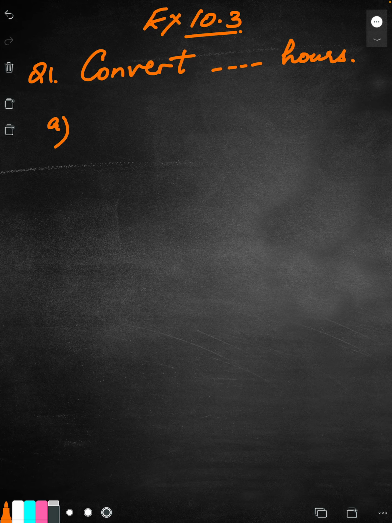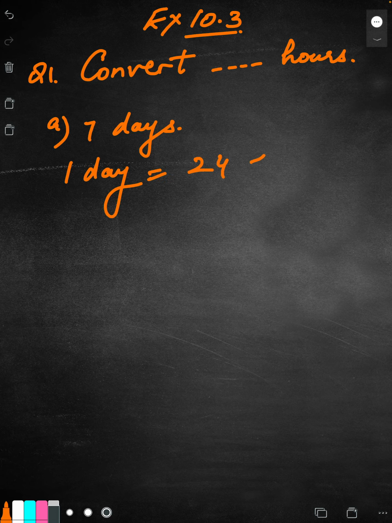So this first question is convert into hours. We have 7 days. And all of you know that 1 day is equal to 24 hours. Yes or no? So, day is bigger, hours is smaller. From the bigger unit, I have to go to the smaller unit. So, 7 days will be, it is a sum of multiplication. You will multiply 7 by the relationship.